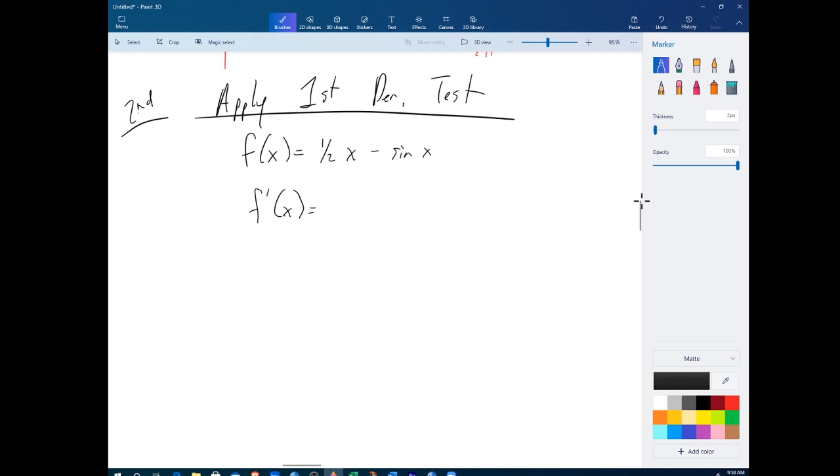And the derivative of 1/2 x gives me 1/2. The derivative of a sine gives me a cosine. So here is my derivative. I want to then set my derivative equal to 0. So I'm going to take that derivative, set it equal to 0.